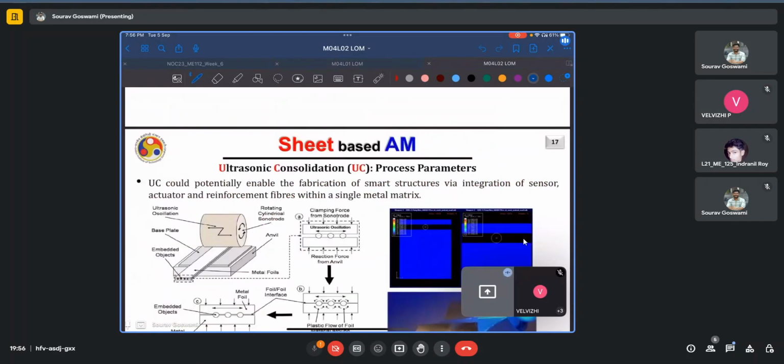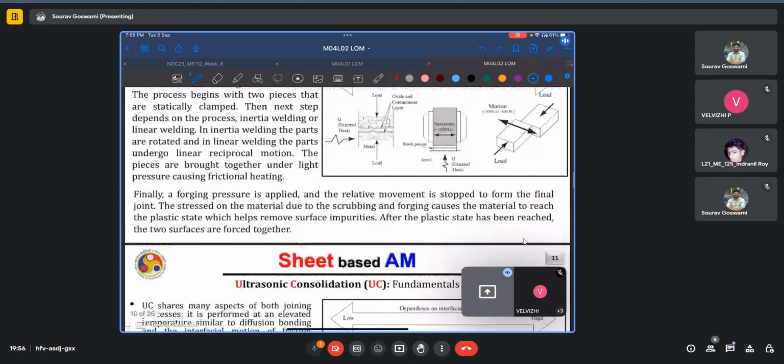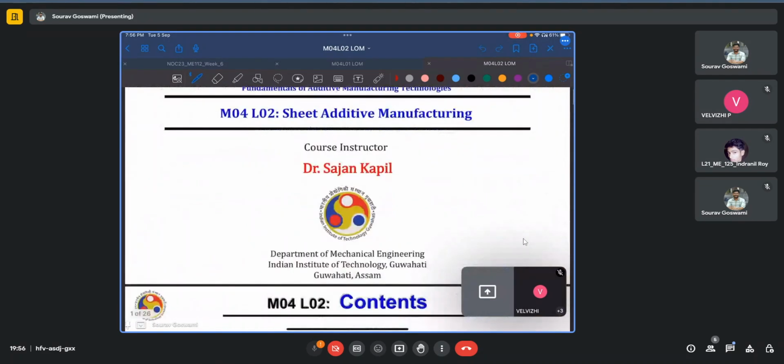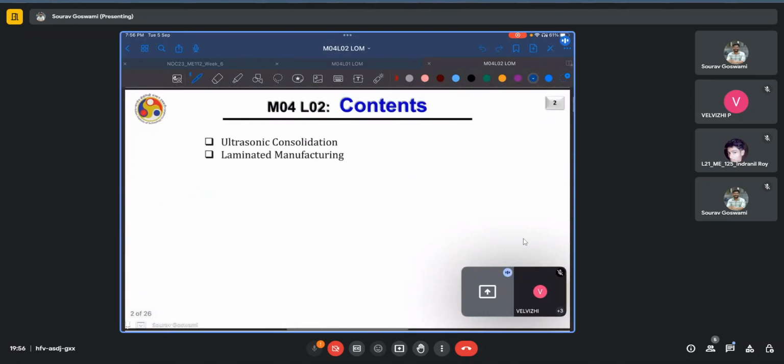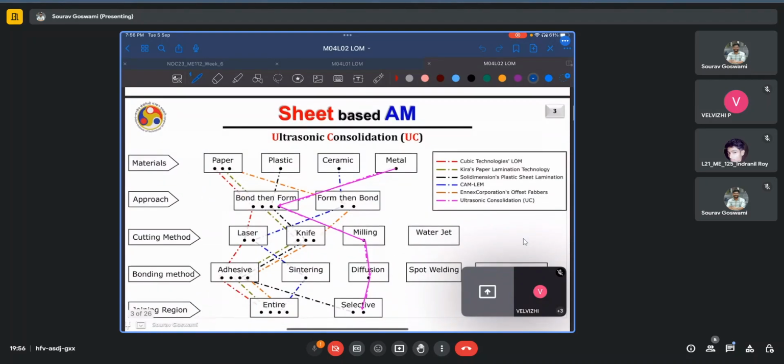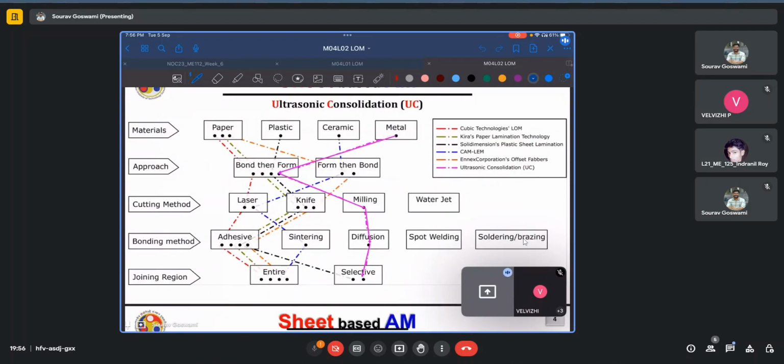Now we'll quickly do a recap of the second lecture that was covered this week. So again, it covered some more sheet additive manufacturing processes. Among them, the most important being ultrasonic consolidation. So ultrasonic consolidation uses metal sheets as the raw material or feedstock and uses a bond and then form approach. The unnecessary parts are removed by a milling operation.